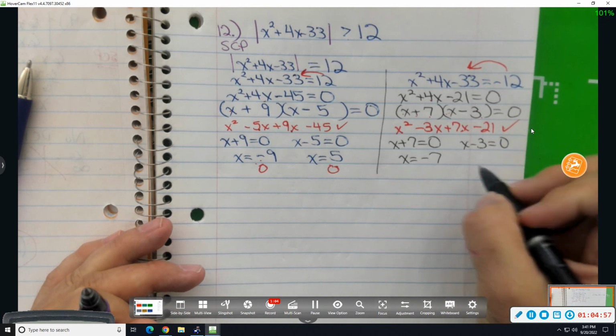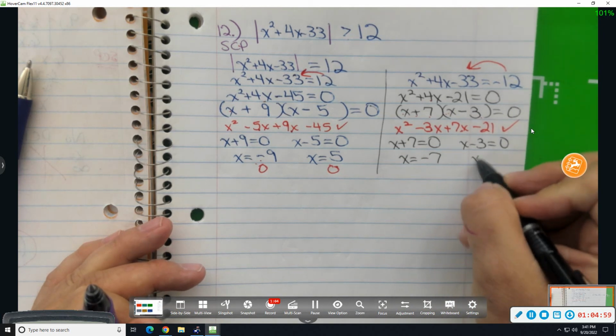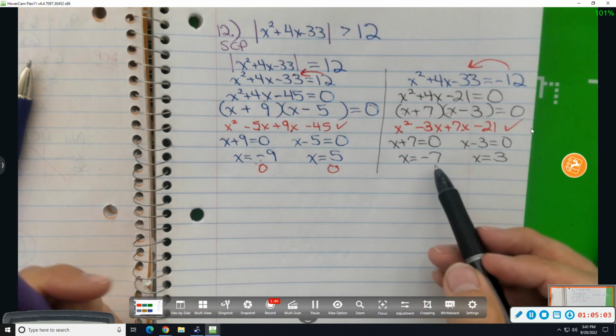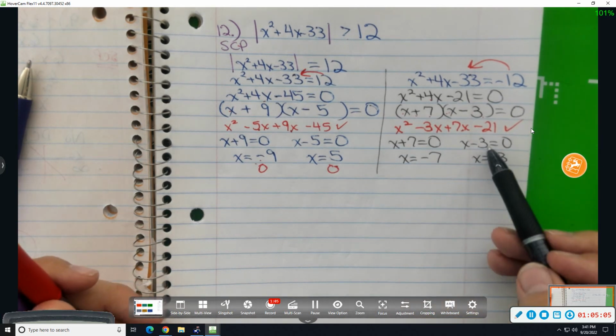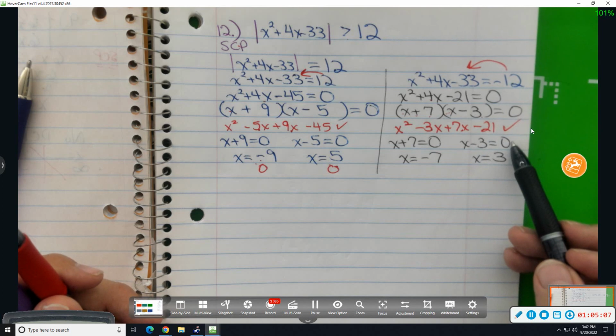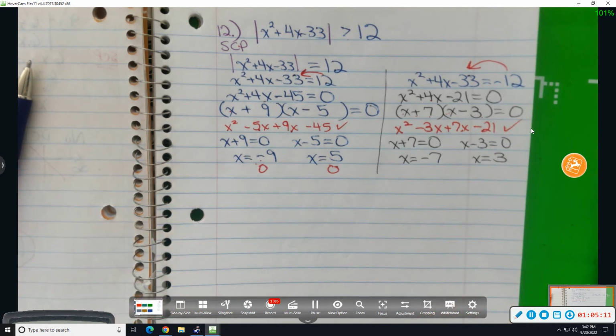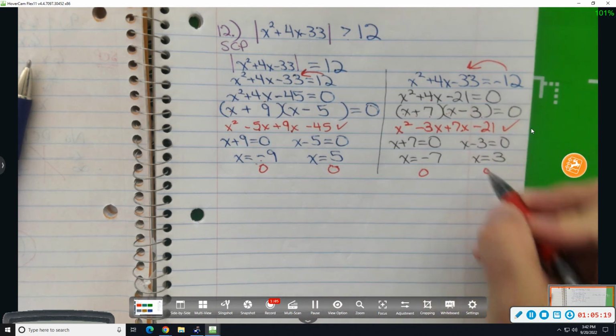And on the other one, it will be x equals 3. Move the 7 over. That gave us x equals negative 7. Move the 3 over. That becomes x equals positive 3. These are still solution cut points. This is the most cut points we've had in a single problem, and they're all solution cut points, all open circles.